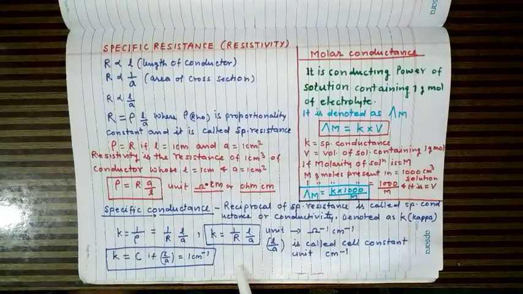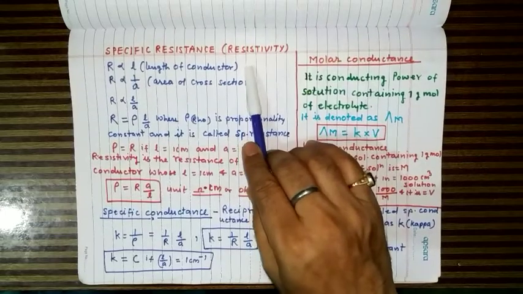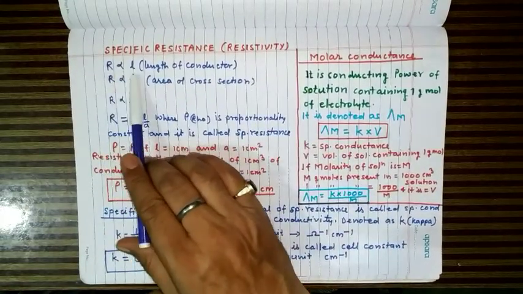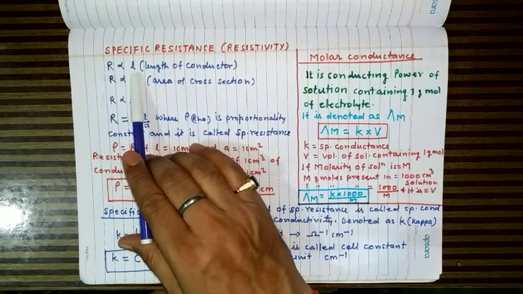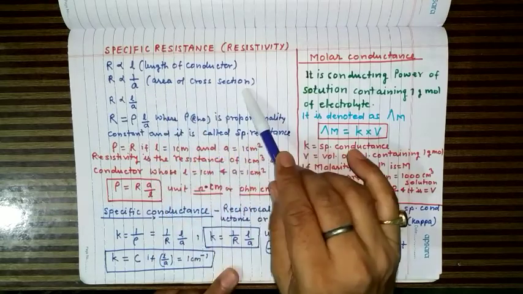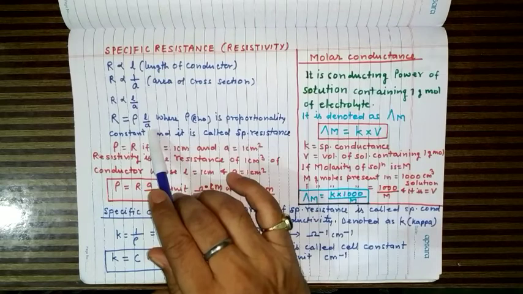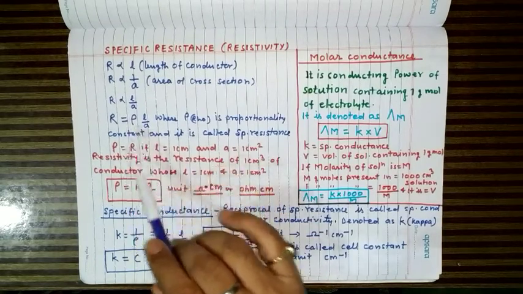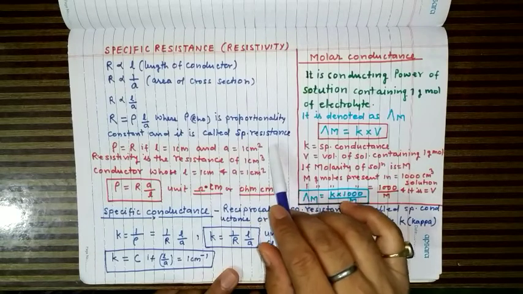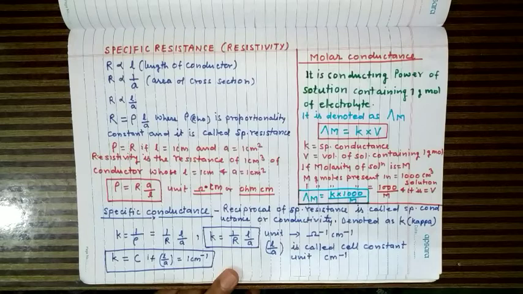Now specific resistance. This is also called resistivity. The resistance of any conductor is directly proportional to its length and inversely proportional to its area of cross section. So R equals rho L by A, where rho is the proportionality constant and it is called specific resistance. So what is this specific resistance or resistivity?